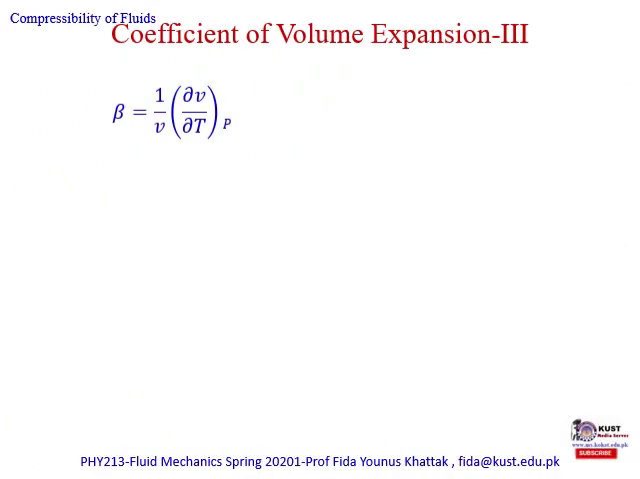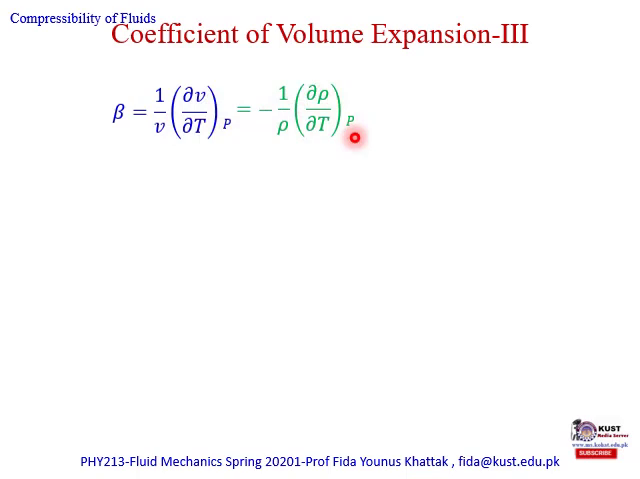The coefficient of volume expansion beta is defined in terms of the variation in volume as a function of variation in temperature at constant pressure. Beta is equal to 1 over V del V over del T at constant P. This can be written as minus 1 over rho into del rho over del T at constant P.